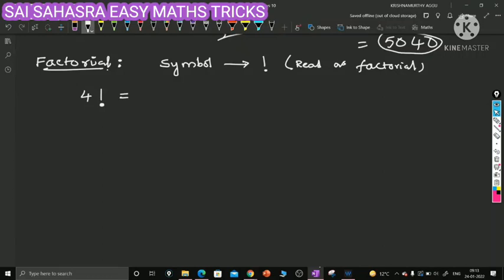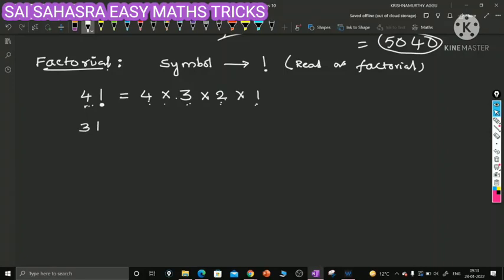Product means multiplication. So my suggestion for you: what is the number you are observing here? 4. So you start with 4 and decrease by 1. 4 minus 1 will be 3, 3 minus 1 will be 2, 2 minus 1 will be 1. That means you start from that number and reach up to 1. So the product of the first four natural numbers, 1 into 2 into 3 into 4, is the same as 4 into 3 into 2 into 1. The product of the first four natural numbers is 4 factorial.